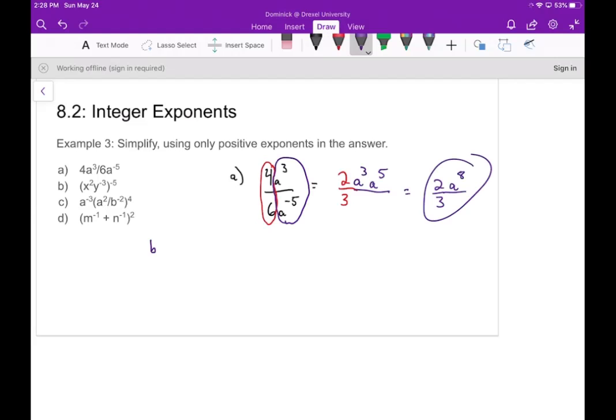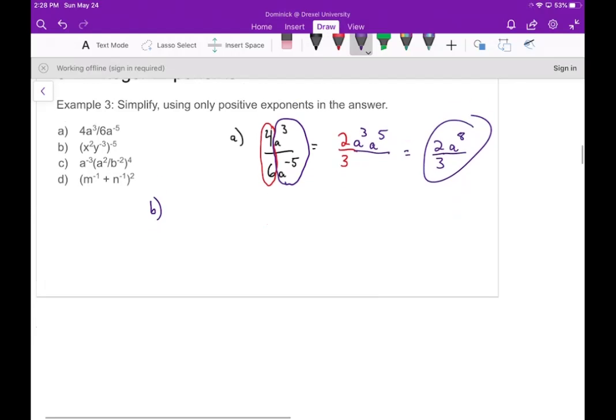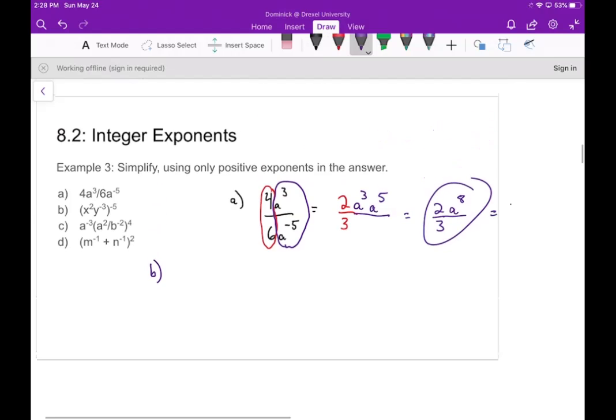Okay, part B. And I should mention here that we could say that this is 2/3 just times a to the 8th as well. Both of those are equivalent. All right, so if you see that written somewhere, they are indeed the same thing.